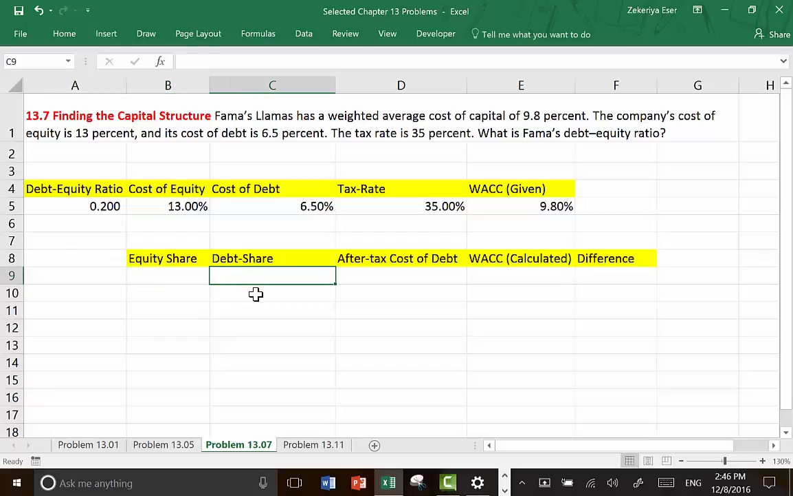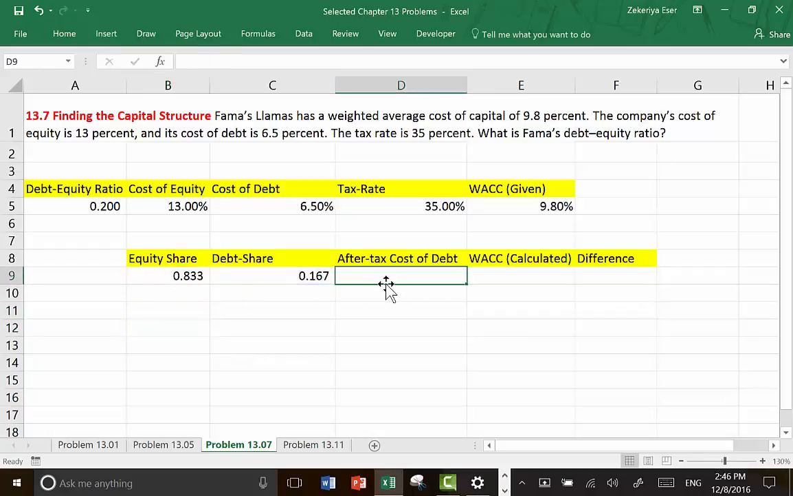Then the share of equity is simply 1 over 1 plus that debt equity ratio. And the share of debt is that debt equity ratio divided by 1 plus that debt equity ratio. If you want to check that that actually gives the same debt equity ratio, divide debt share by equity share, and you should get exactly the same number.